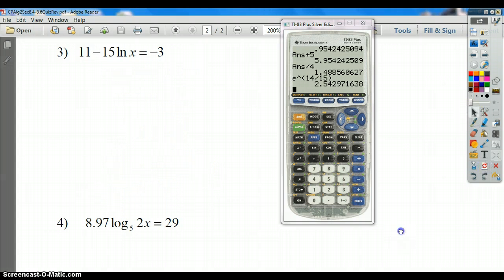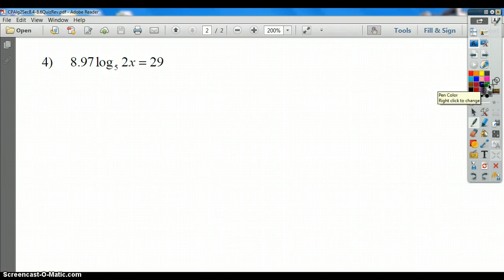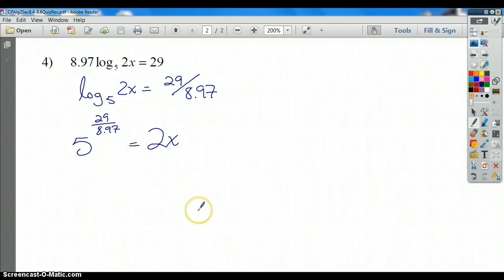I'm going to go ahead and start doing 4 with you. I believe that's everything here. Am I out? Yes, I am out. So this is your last one to deal with, and then you don't have to listen to me bark anymore. So log base 5 of 2x will be equal to 29 divided by 8.97. That's going to be fun. Okay, before I type it in the calculator, what I'm going to do is write this in exponent form without the logs. This is 5 to the 29 over 8.97 equals 2x.